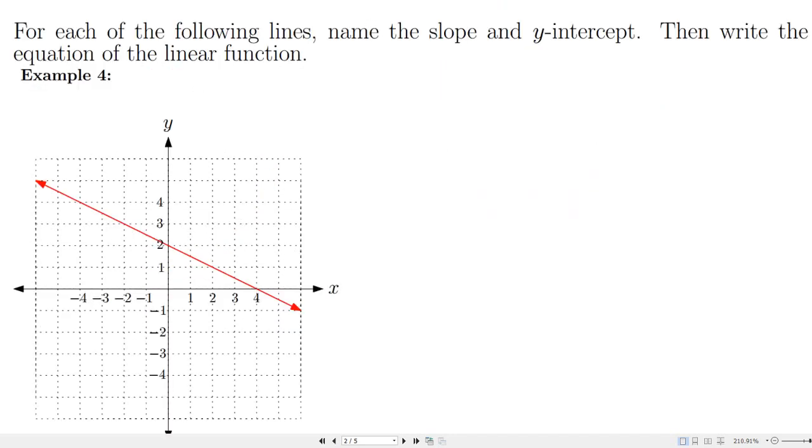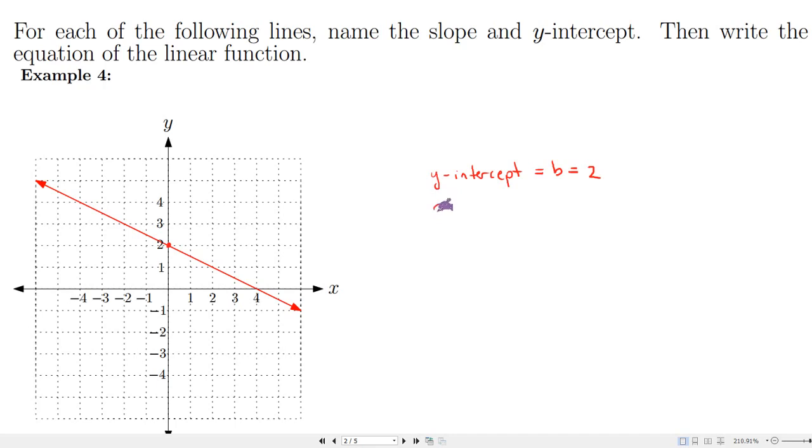So now let's consider examples where I give you the graph. For each of the following lines, determine what the slope and the y-intercept is, and then write the equation of the linear function. The y-intercept is usually pretty simple to find because all you have to do is locate where the line is hitting the y-axis. So here, the y-intercept, which is b, remember, usually we reserve b for the y-intercept, is just going to be +2.